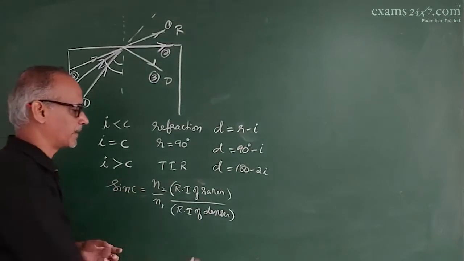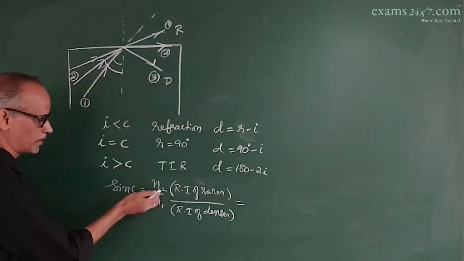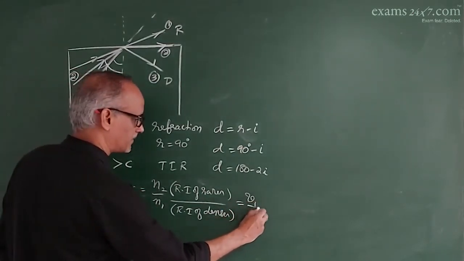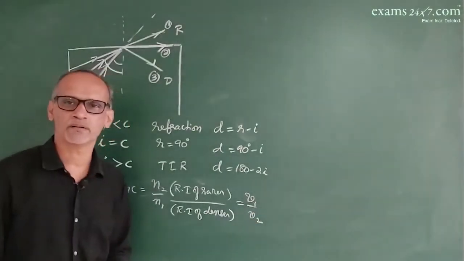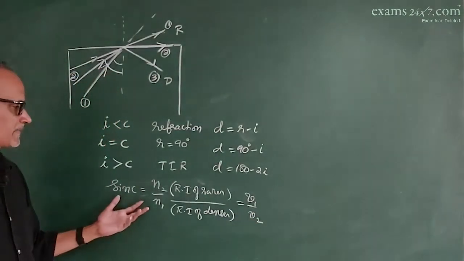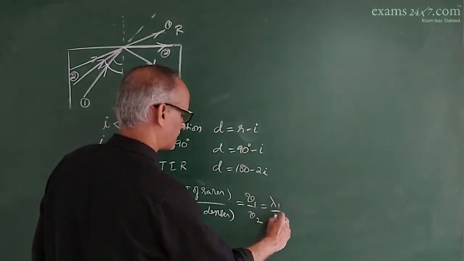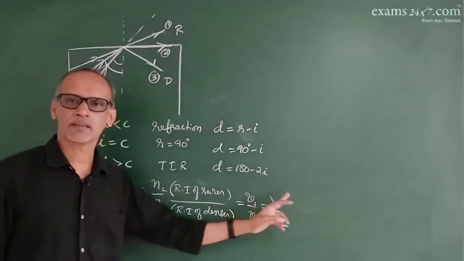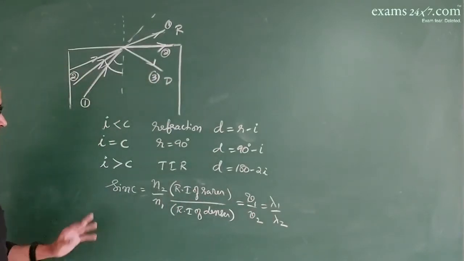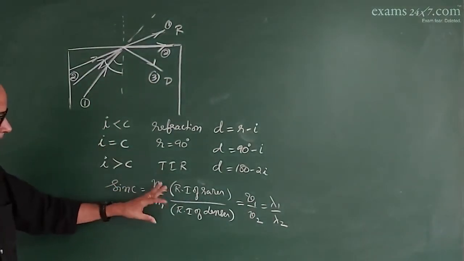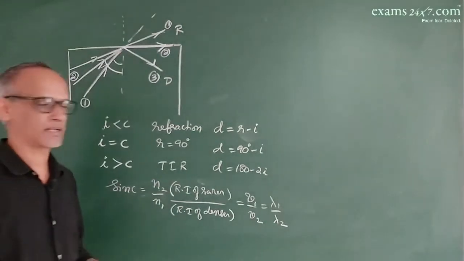This we can even equate like this. N2 by N1 can be written as V1 by V2, because the speed of light and the refractive index are inversely related. That is also equal to lambda 1 by lambda 2, because the velocity and the wavelength are directly related. So this is how, by knowing the refractive indices, we can find the critical angle.